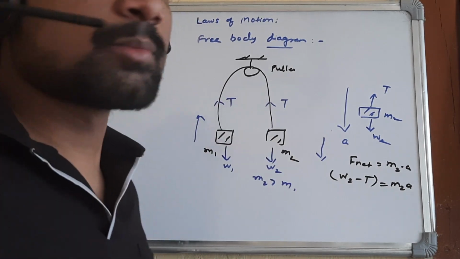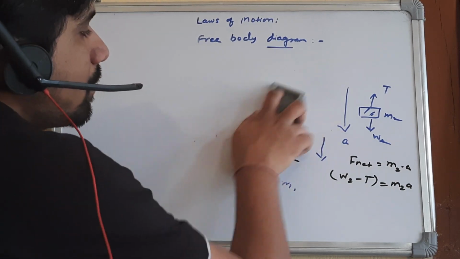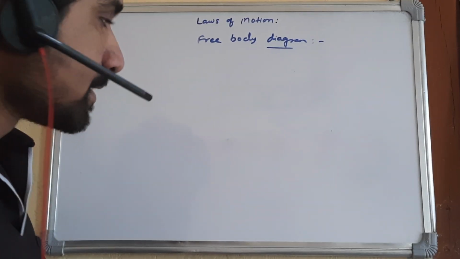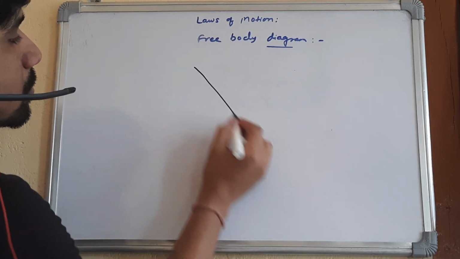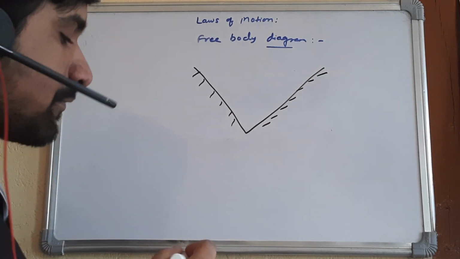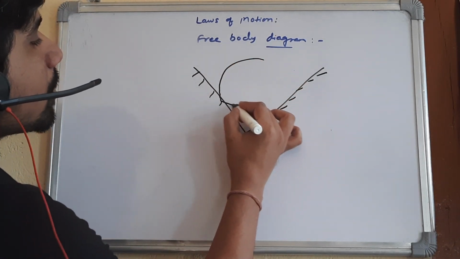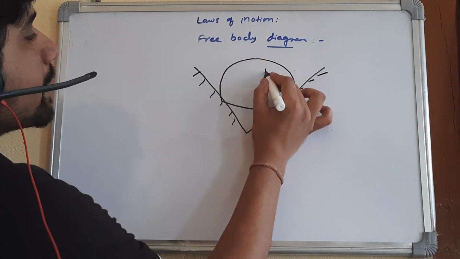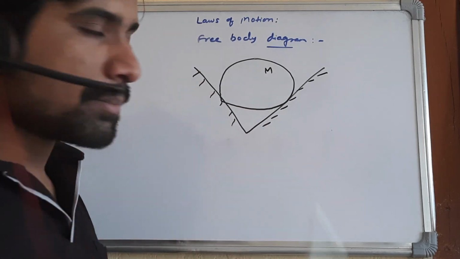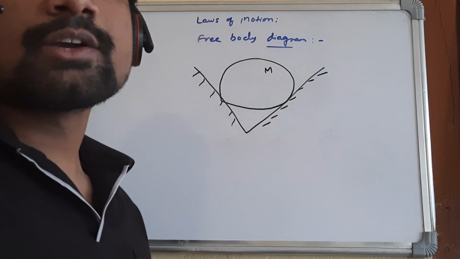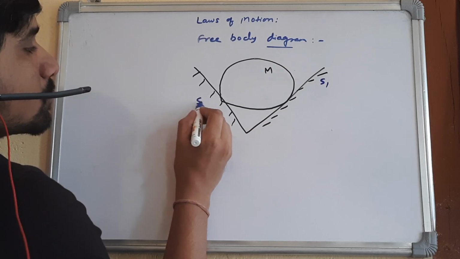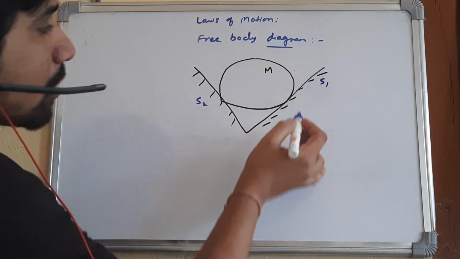Okay, let's see one more example. Let's say these are two surfaces inclined at some angles. These are surfaces, and if I place a circular body, maybe of mass m, in between these two, now I need to make a free body diagram for this m. So what are the forces acting on m? You see, let's say this is surface S1, this is surface S2. This surface S1 is in contact with m.